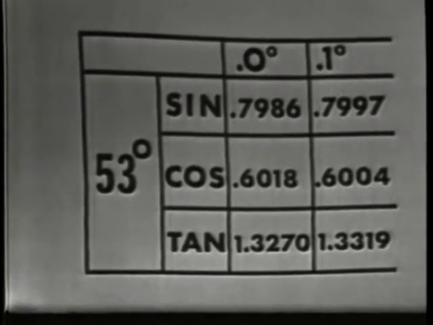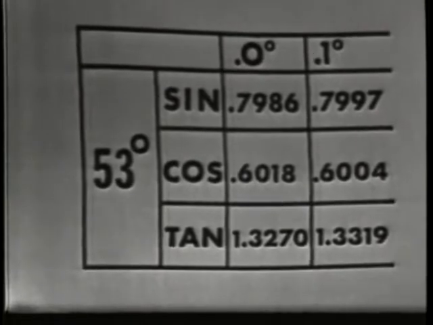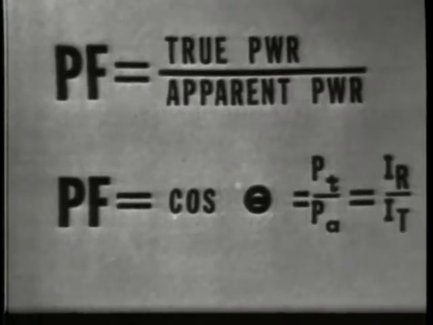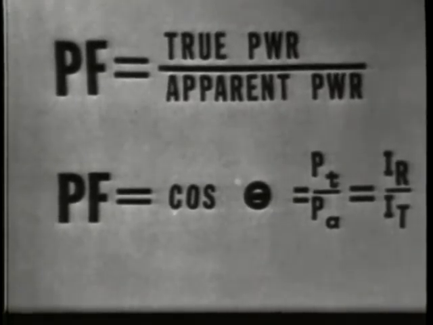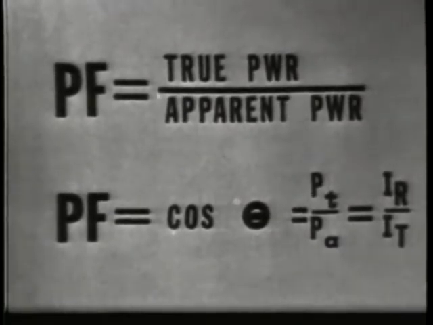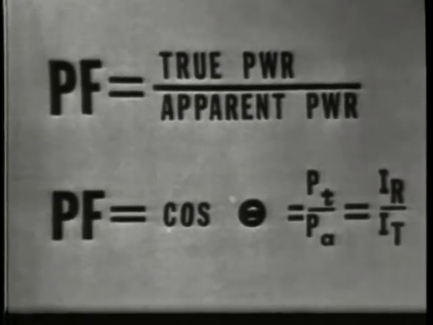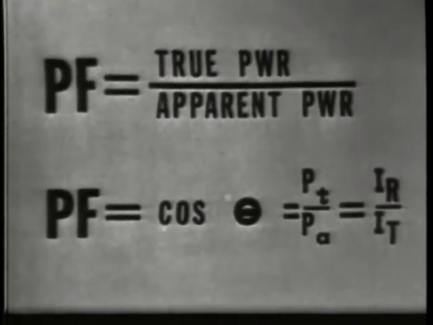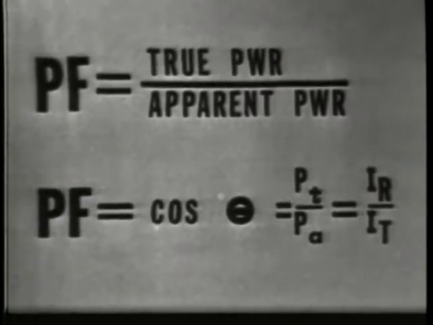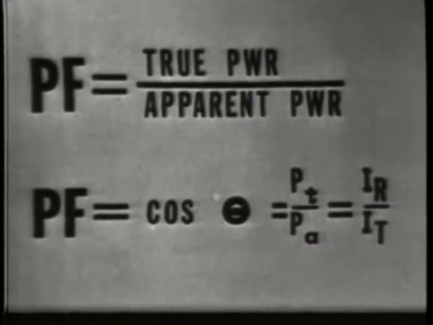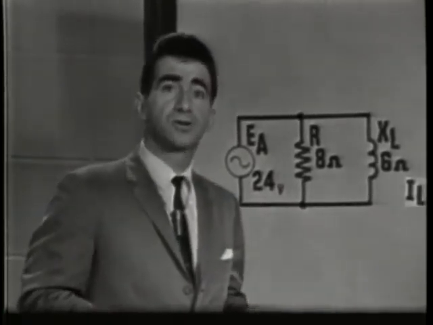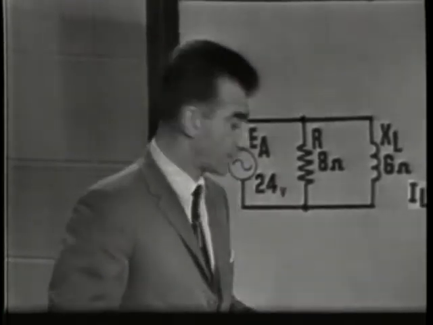Now, the advantage of using the cosine, as we said, is that the cosine of angle theta is equal to the power factor. The power factor is the ratio of true power to apparent power. True power is the power actually dissipated by the resistor as heat, and apparent power includes the power stored in the inductor's field that is not dissipated. The power factor is equal to the ratio of IR to IT, which in turn equals the cosine of angle theta. Now, we can calculate the power factor for this circuit by first finding the true power, or the power actually dissipated by the resistor.